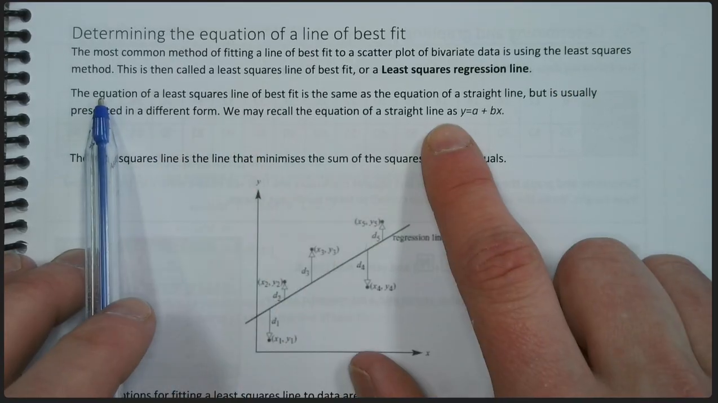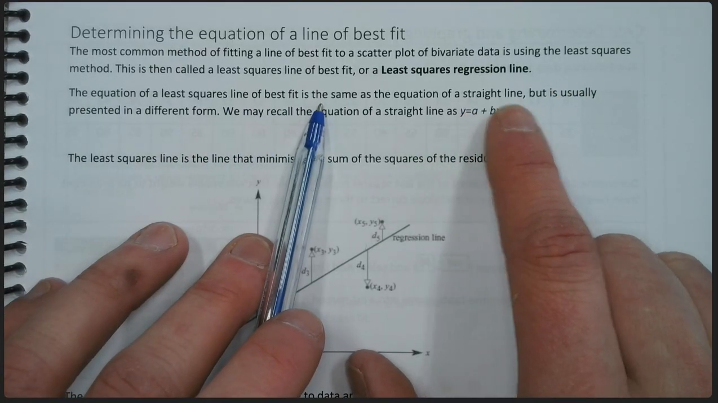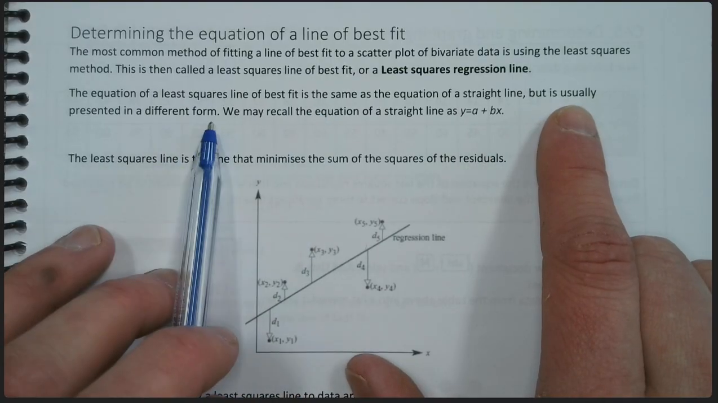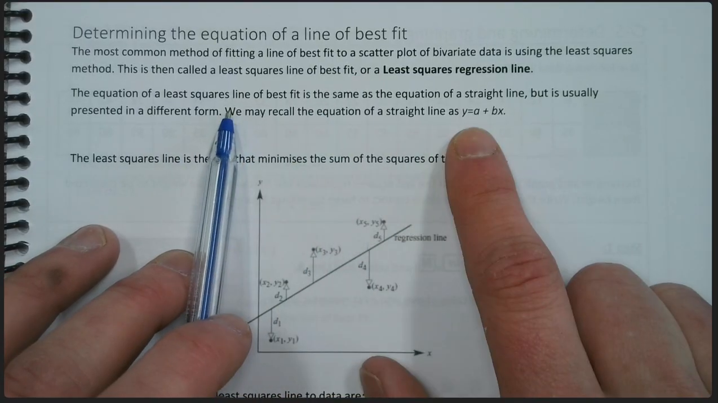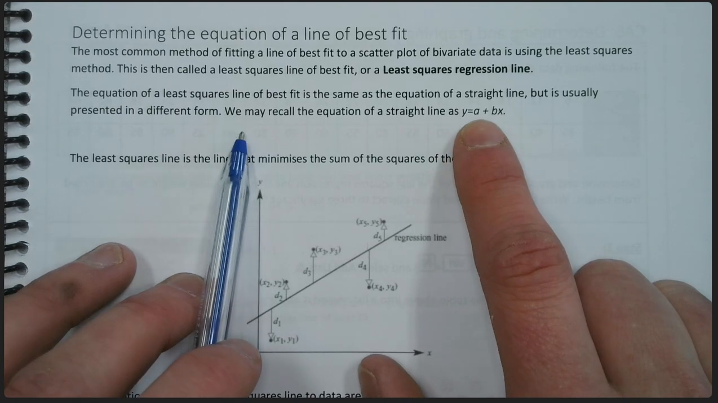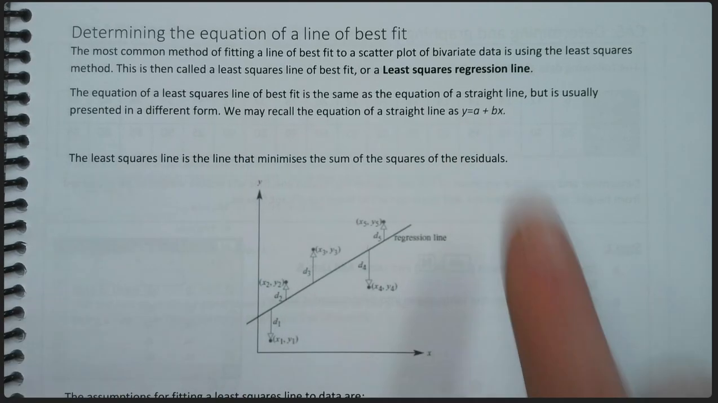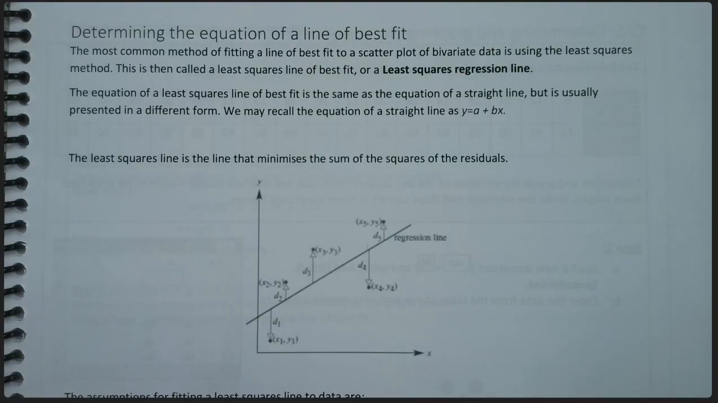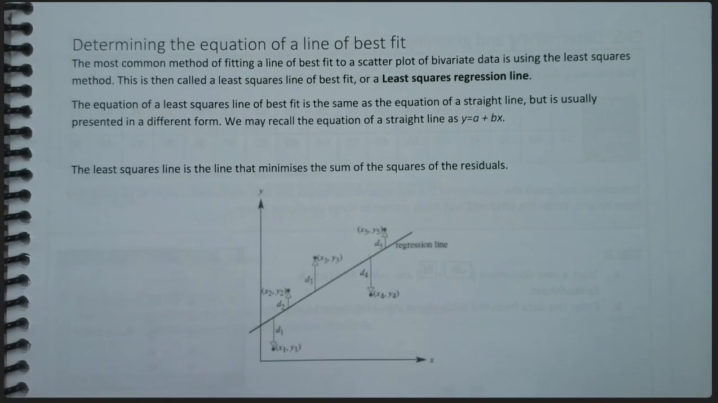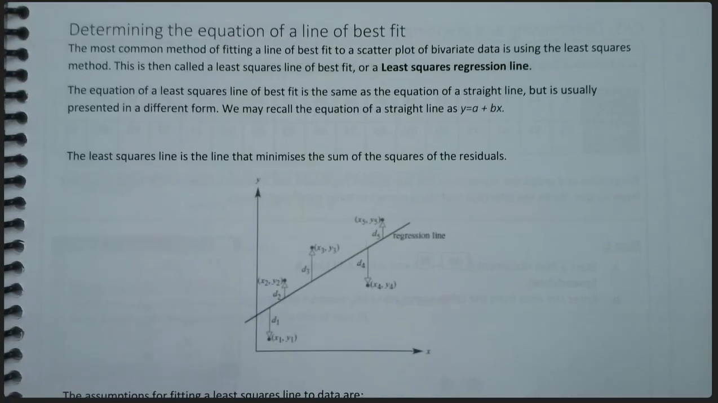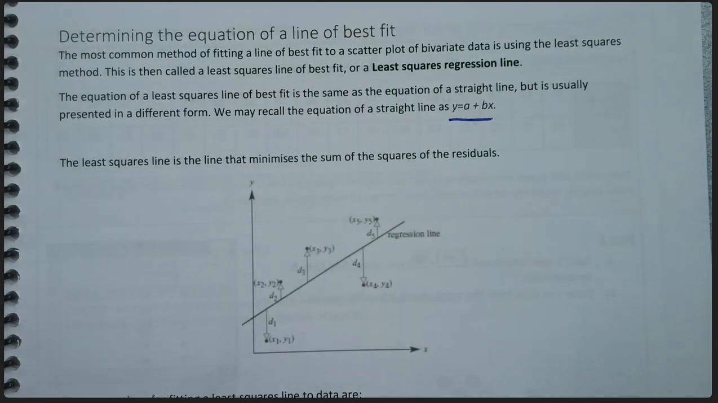The equation of the least squares regression line is the same as the equation for a straight line, but it's usually presented in a different form. We may call the equation of a straight line y equals a plus bx, right? We might have learned it as y equals bx plus a, or in a different way, mx plus c. Whatever way you've used, for this particular topic we are going to use this particular form. Just as a little note, that's probably what we're working with.